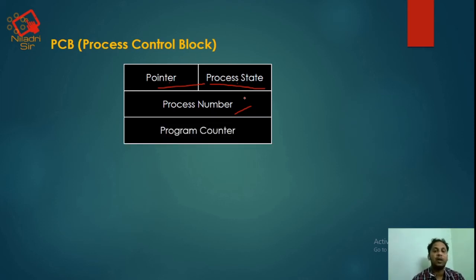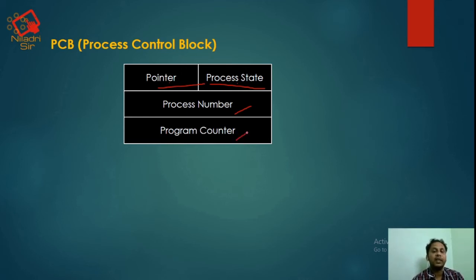Next comes the program counter. A process or program may consist of multiple steps or instructions. As you can see in a C program for the summation of two numbers, there are two or three instructions. Suppose at first we take the integer values, then assign those values to variables, then sum the two variables. After that we print the sum. So a program or process can contain multiple instructions.